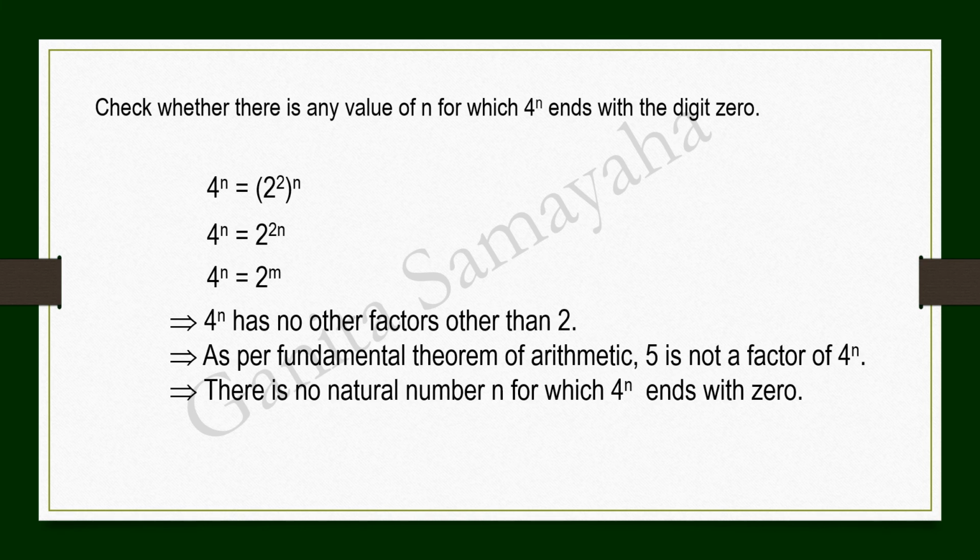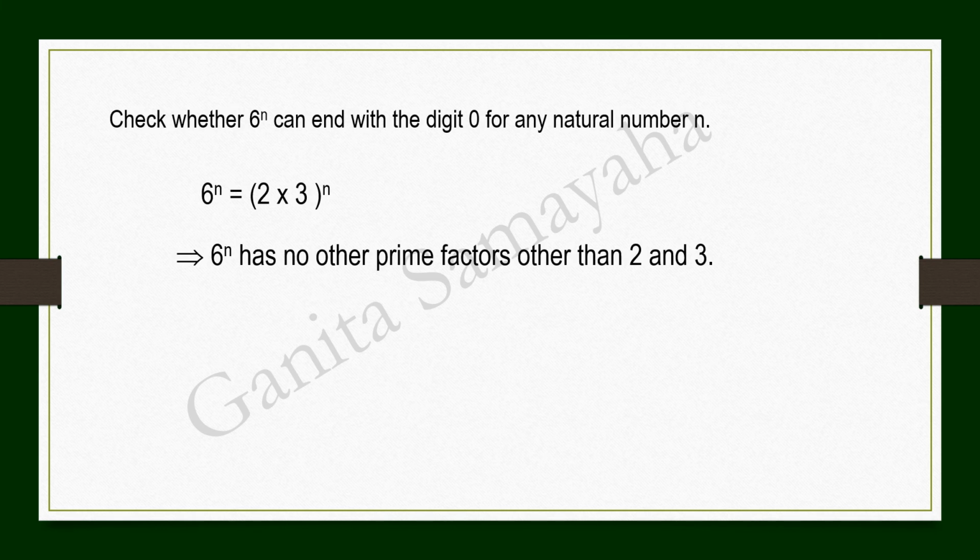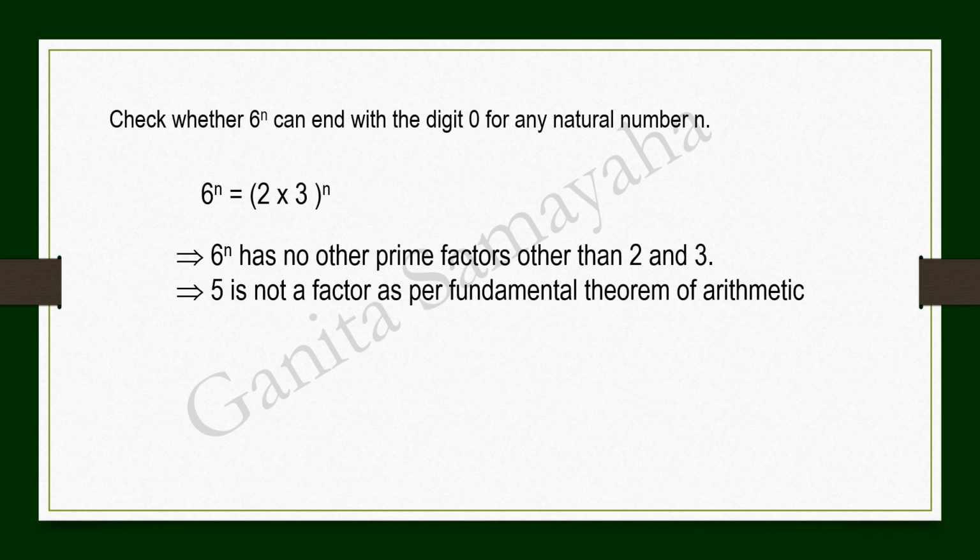Shall we do one more problem, children? Yes. Let us check if 6 to the power n will end with 0. Again, we take that, factorize. That's all. Same procedure we follow. 6 to the power n is equal to (2 into 3) to the power n, which can be written as 2 to the power n into 3 to the power n, which means that there are no other factors other than 2 and 3. Why are we saying this confidently? Our fundamental theorem of arithmetic has taught us that. So, though this is an even number, it does not have 5 as a factor. So, it cannot end with 0. Is it clear, children?